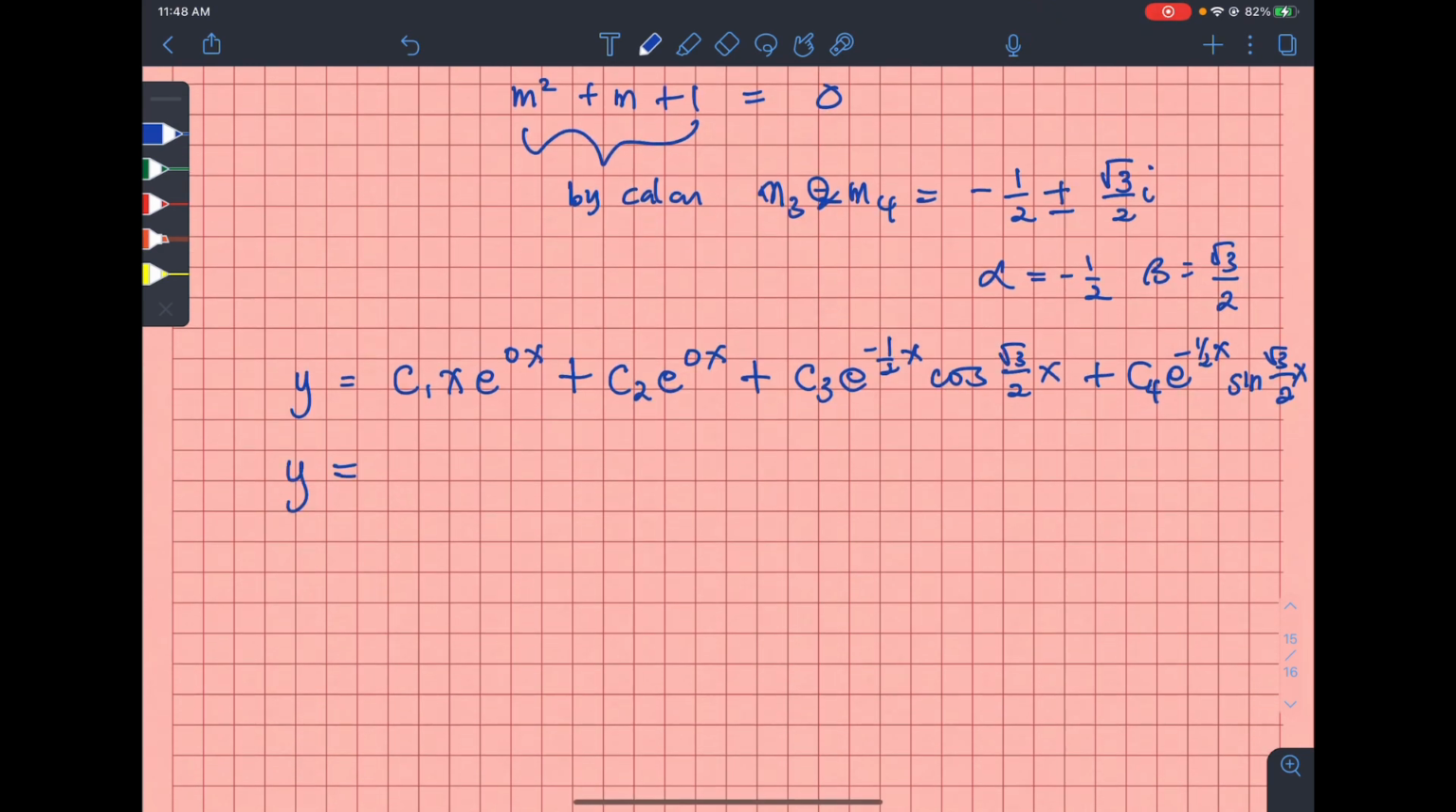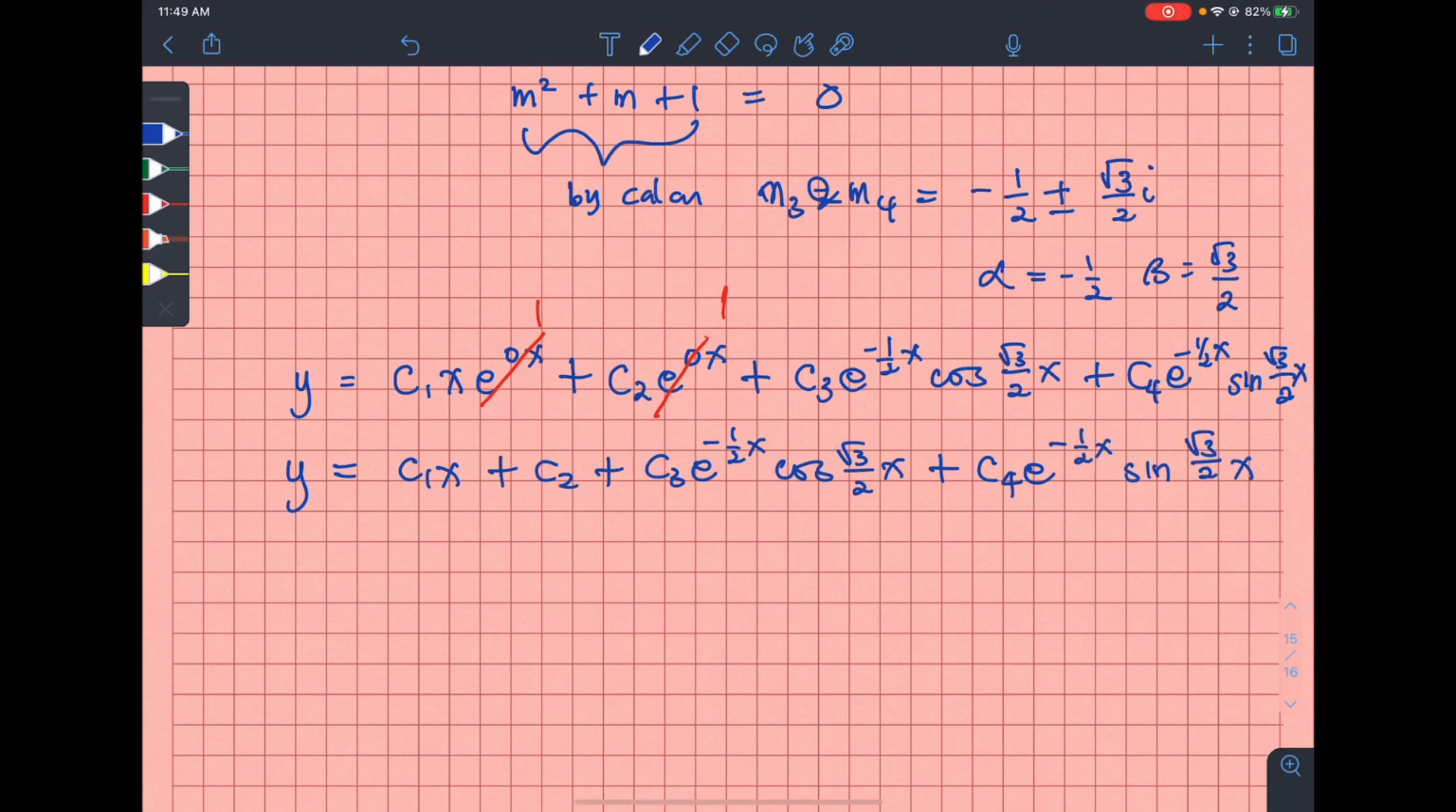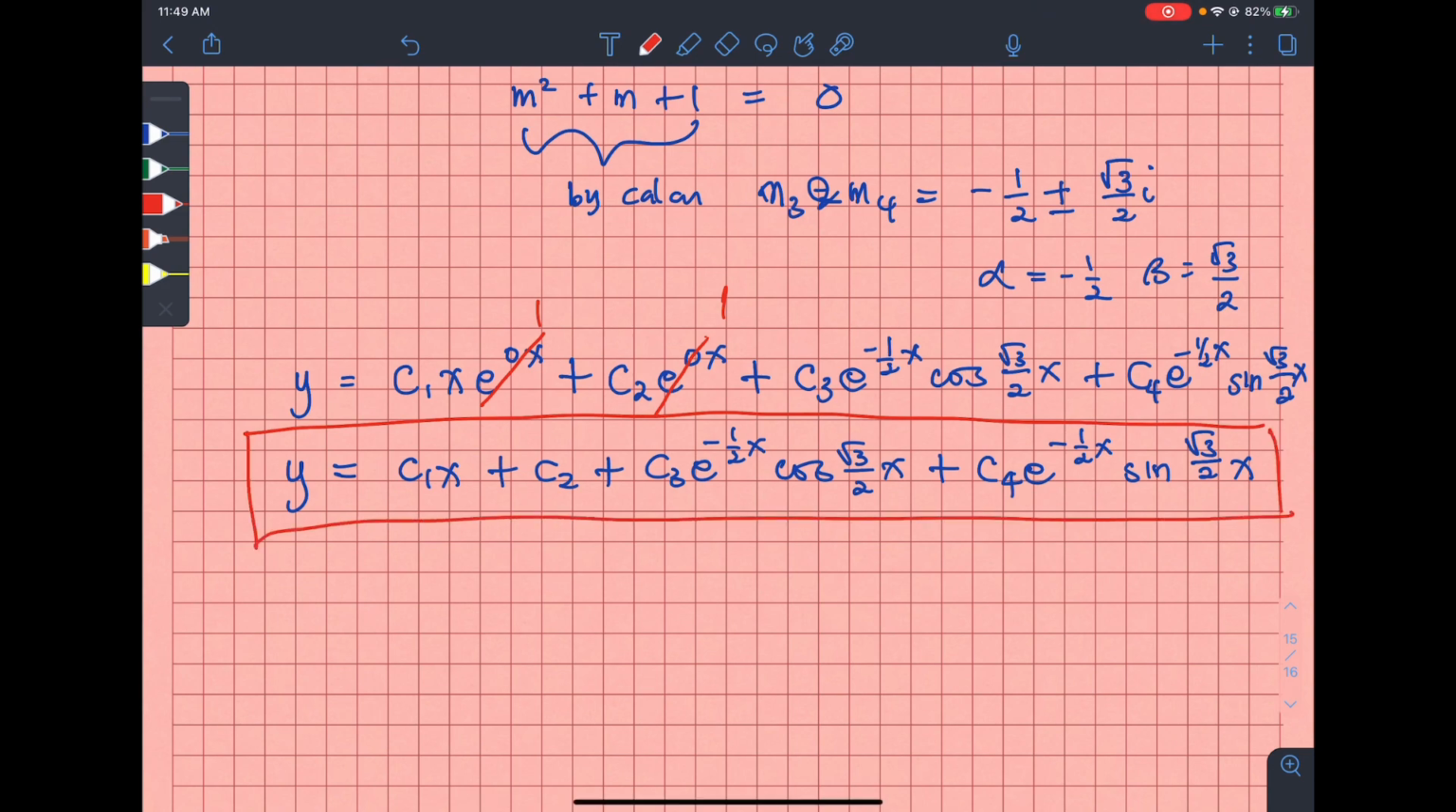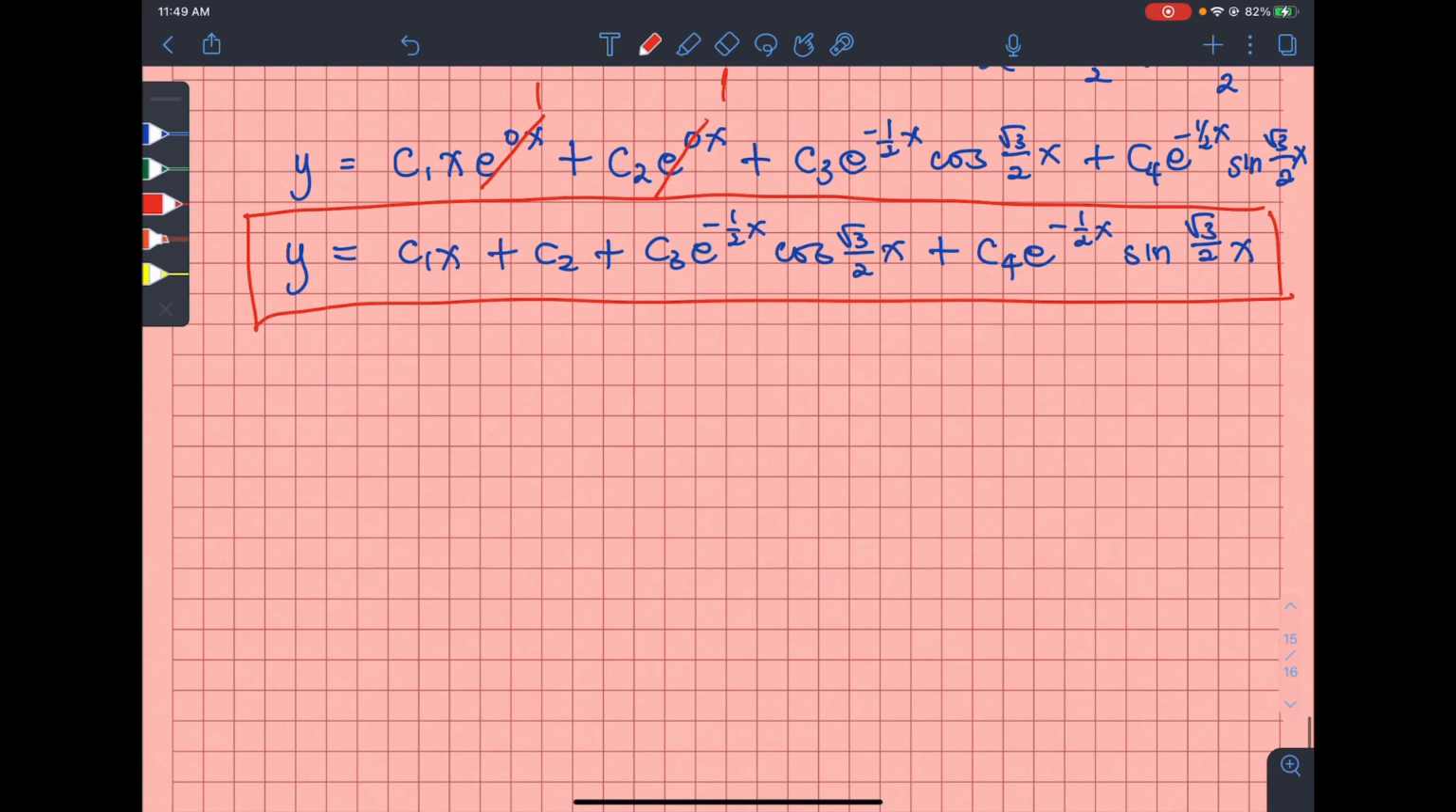So rewriting this one, e raised to 0 kasi is 1, this is 1 as well. Or in short, this one would be c1x plus c2 plus c3 e raised to negative 1/2 x cosine square root of 3 over 2x, then plus c4 e raised to negative 1/2 x sine square root of 3 all over 2x. So that will become our general solution. So for number 8.